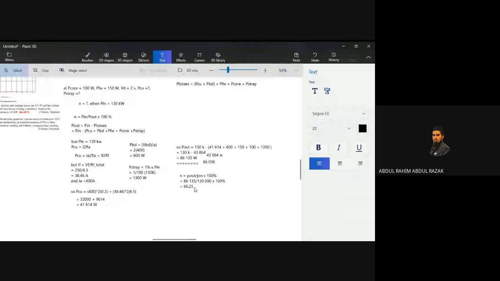So dapat efficiency apa? Efficiency kan dia. Enam 6.18. Sama. 6.18%. Sama macam dalam skema tu lah.